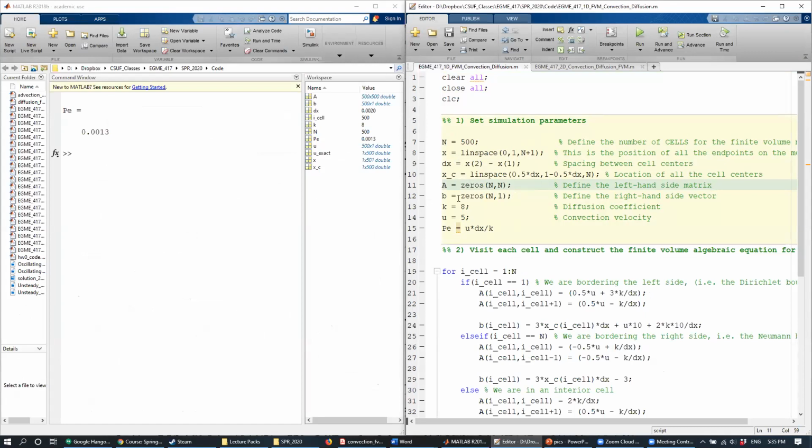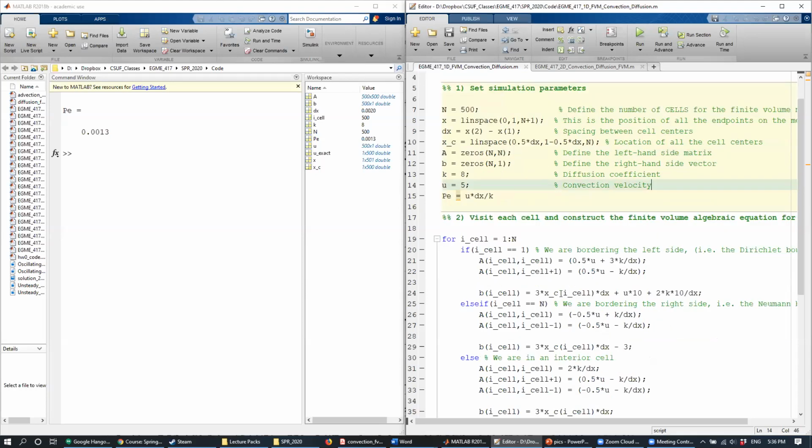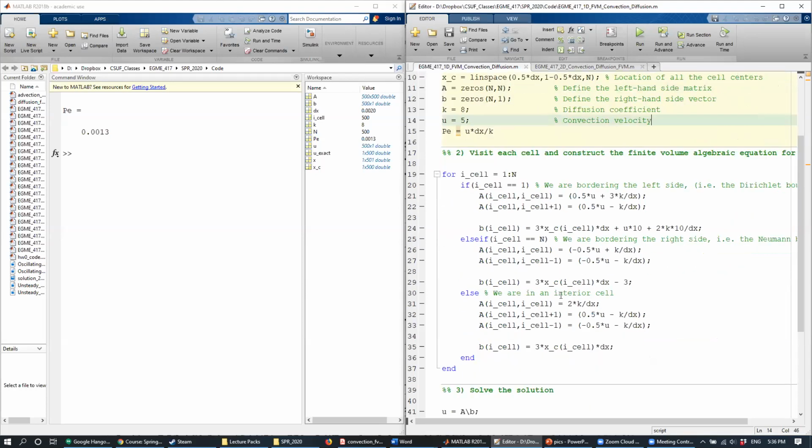So section 1 is we're going to list out all our parameter values. The one that I want to draw your attention to is these two lines. Just like we just said, we have K is equal to 8, so that's our diffusion coefficient. And then next we have U is equal to 5, which is our convection velocity. I have it in terms of this just so that later on when we're plugging into the equations, we can basically put it in the exact same form that we had before.